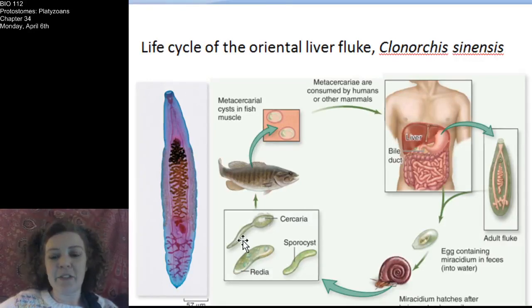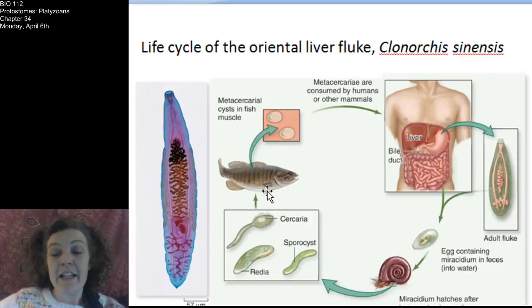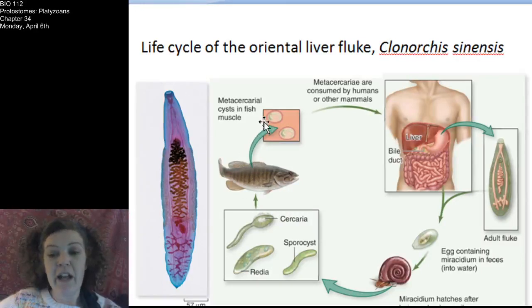So they can swim through the water, right? So these get into the fish. The fish will eat the mollusk, or sometimes these are actually out in the water too. Depending, they have a couple of ways they can get into fish, but they get into the fish and encyst within the fish muscle tissue. So these are metacercarial cysts, the larval stage that encysts within the muscle tissue of a fish.